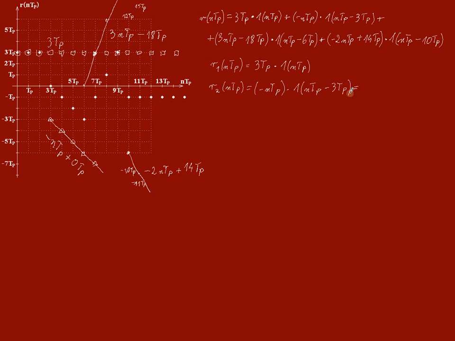In the beginning, we need to take the parameter next to the ntp variable out of the brackets. In this case, it is minus 1. In the next step, let's write in brackets what we would like to receive. That is... and now we need to add something so that everything mathematically matches. So we need to add 3 tp.